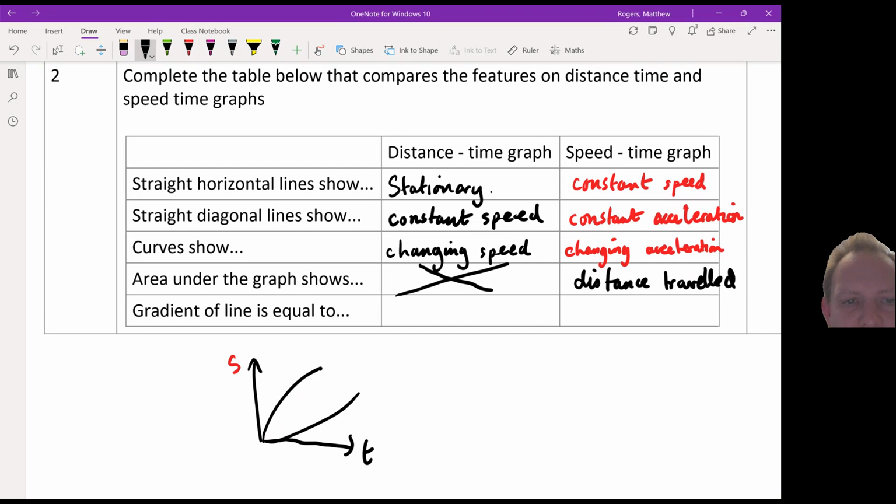And the last one, the gradient of the line is equal to, well, we should have picked this up from these parts up here. The gradient of the line on the distance time graph gives us the speed at which the thing is traveling, whereas on the speed time graph, it gives us the acceleration of the object.